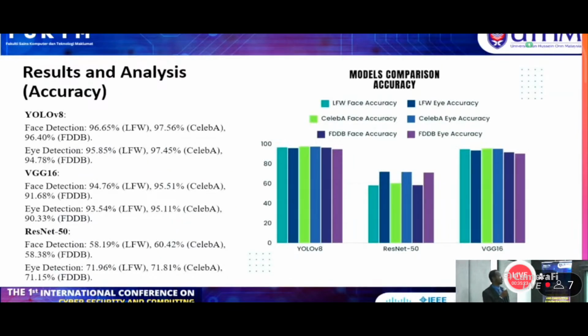Next is the result analysis. All of them should aim to achieve 96.65% accuracy on the first data set, 97.5% on the selected data set, and also 96.40% on the third data set. Another model got 95.85% on the first data set for detection, 97.45% on the selected data set, and 94.78% on the third data set. For the ResNet model, the accuracy on the first data set is 94.76%, 95.51% on the selected data set, and 91.69% on the third.